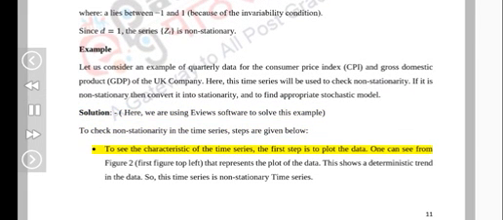To see the characteristics of the time series, the first step is to plot the data. One can see from figure 2, first figure top left, that represents the plot of the data. This shows a deterministic trend in the data. So, this time series is a non-stationary time series.